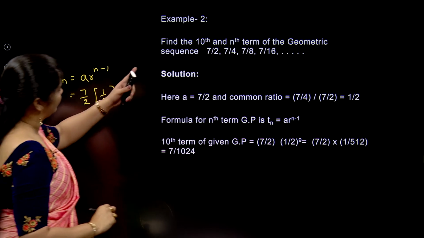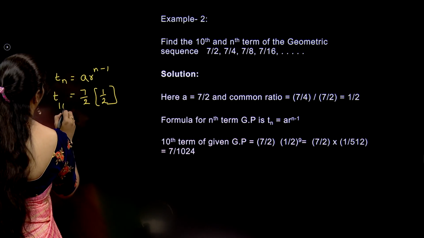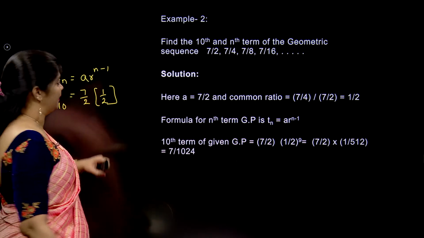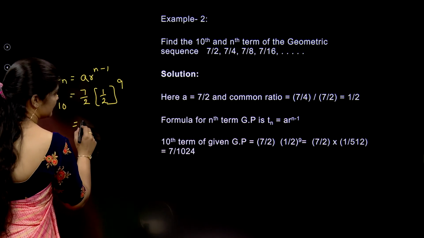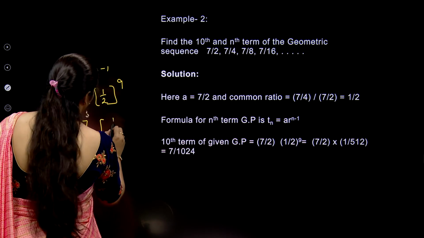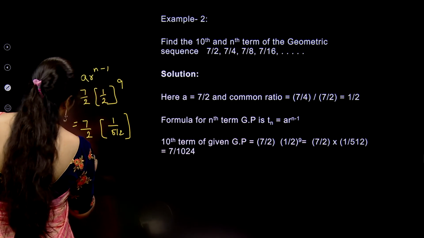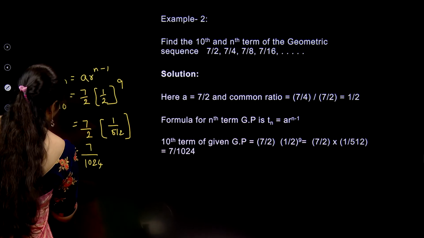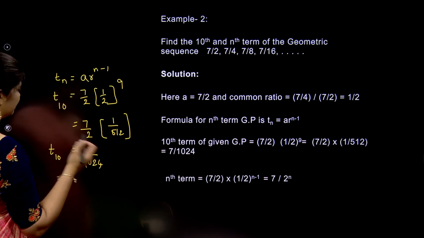First we need to find out T10, means n minus 1. N minus 1 means 10 minus 1, that is 9. So now 7 by 2 into 1 by 512. So 7 by 1024. This is T10.